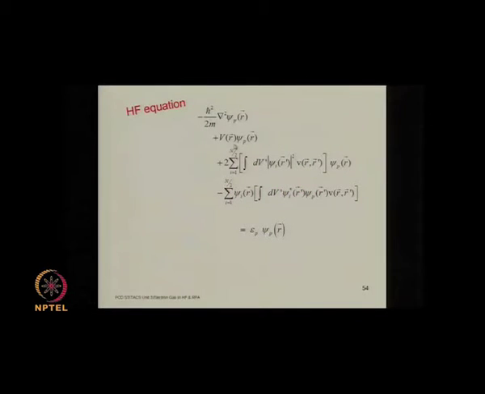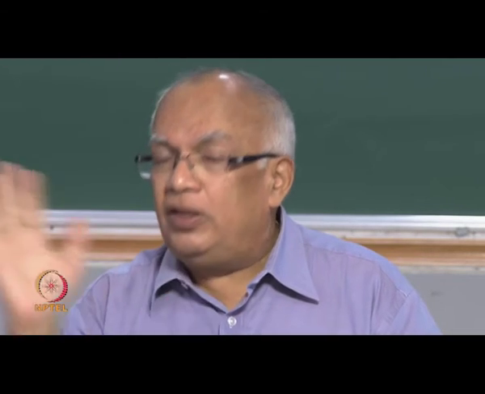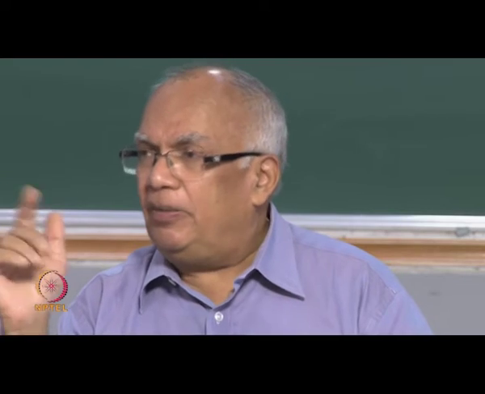Let us look at the Hartree-Fock equation now. This is the kinetic energy term, this is the potential energy term. For the atomic case, what was this? This was minus Z e over R, because it was attractive, it had the minus sign, and then you summed over all the n electrons. That was the situation in the atomic case.